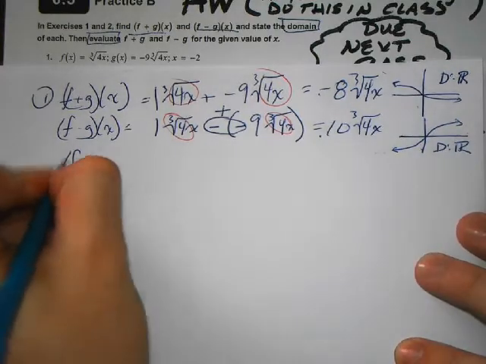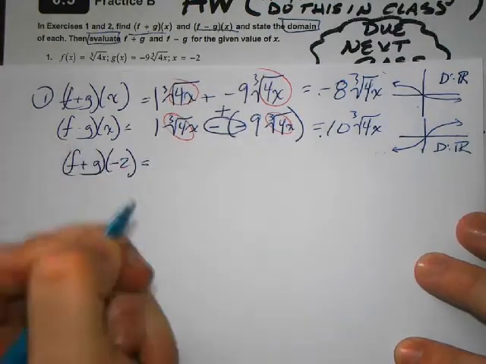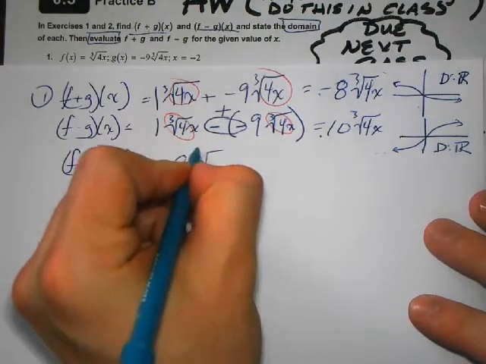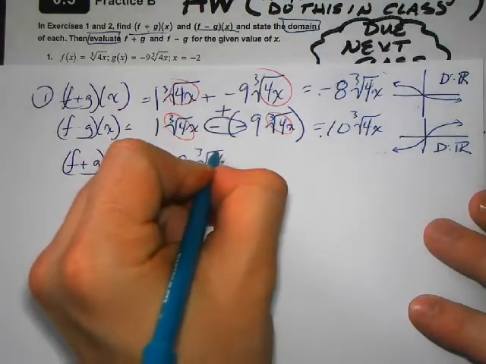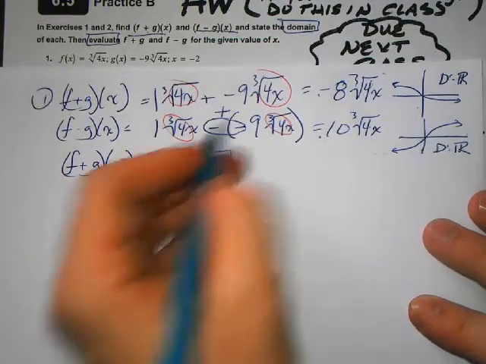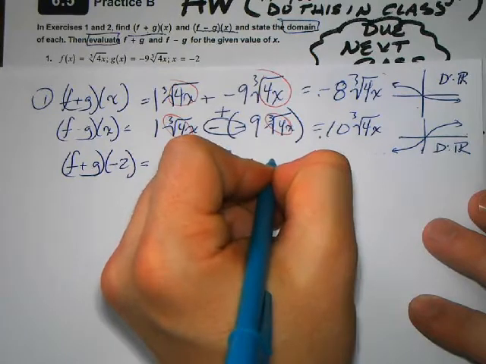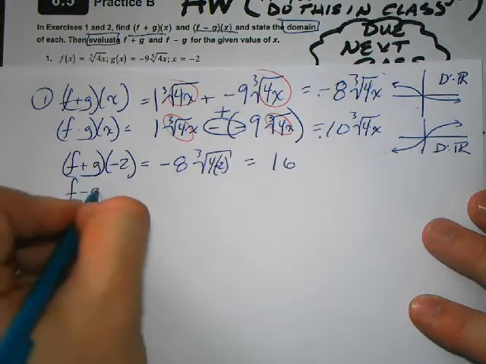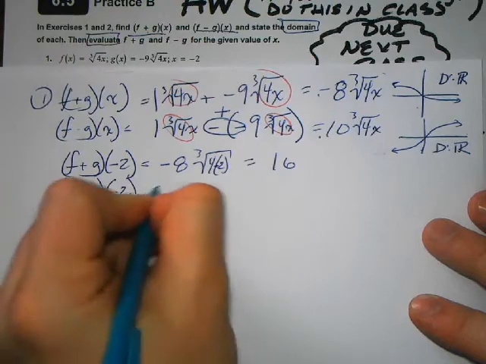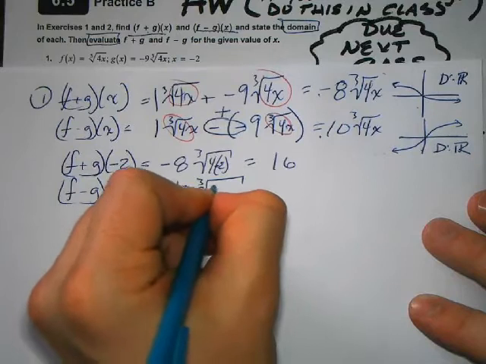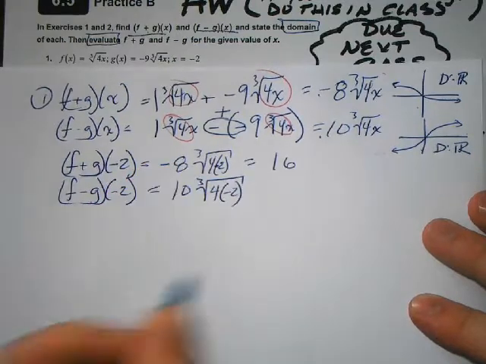So f plus g of negative 2. We're going to go ahead and substitute this into our calculator. So negative 8 cube roots of 4, and there's my substitution. Here's negative 2 going into the equation, and that equals 16. Now we'll do the subtraction. F minus g at negative 2. Again, we're going to take this to the calculator and have it solve this out for us.